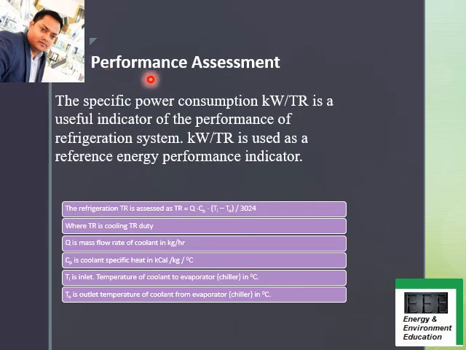So as far as the performance assessment is concerned, friends, this part of the chapter is very important for the exam, and this particular formula is also very important for you to remember and understand, friends. The formula says TR equals Q into CP into (Ti minus To) divided by 3024. Here TR is the tonnage, and Q is the mass flow rate of the coolant in kg per hour. CP is the coolant specific heat in kilocalorie per kg per degree centigrade. Ti is the inlet temperature of coolant to the evaporator in the chiller, and To is the outlet temperature of coolant from the evaporator in degrees centigrade, friends.